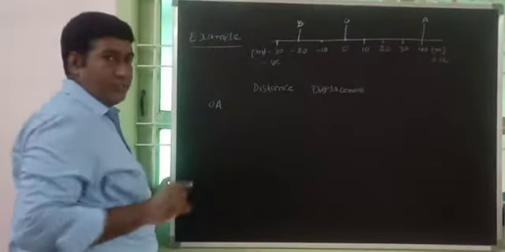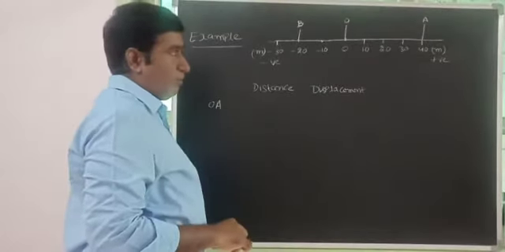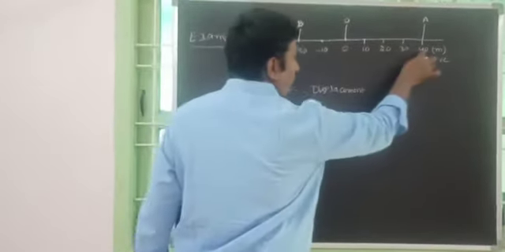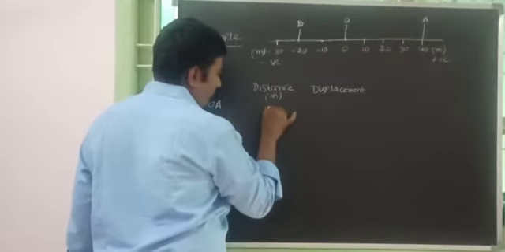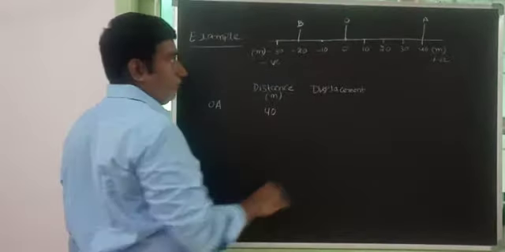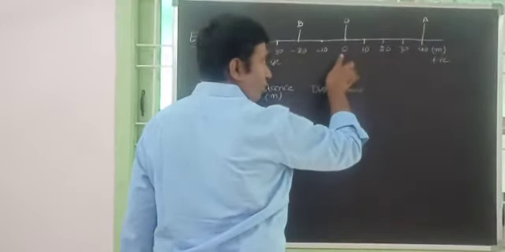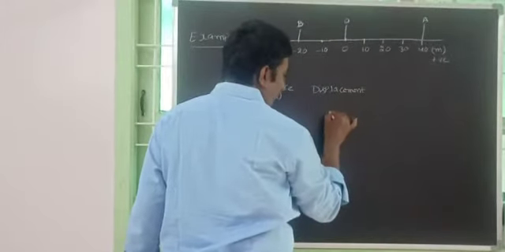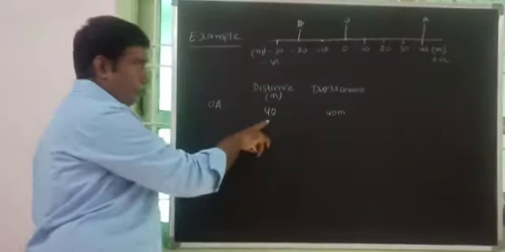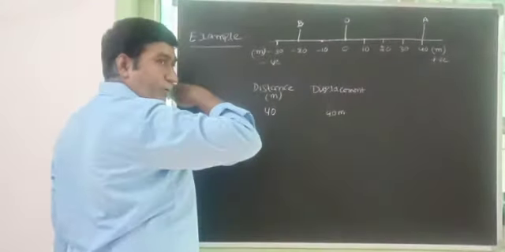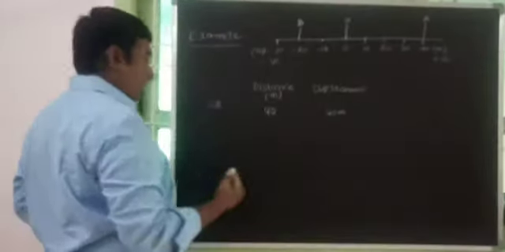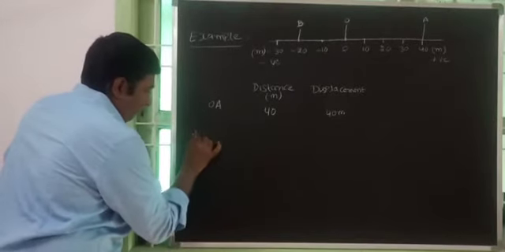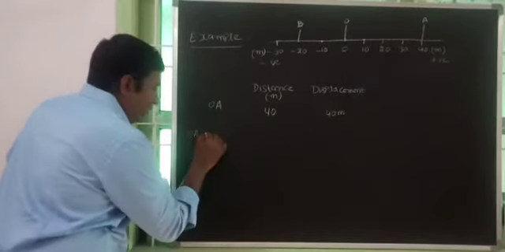For distance, in the previous class we discussed the actual path traveled by a body from the initial point to the final point, that is from O to A. So O to A is 40 meters. In the same way, for displacement, O is the initial point, A is the final point, so it is 40 meters. In magnitude, along a straight line, whenever it is moving in a single direction, distance is equal to displacement.